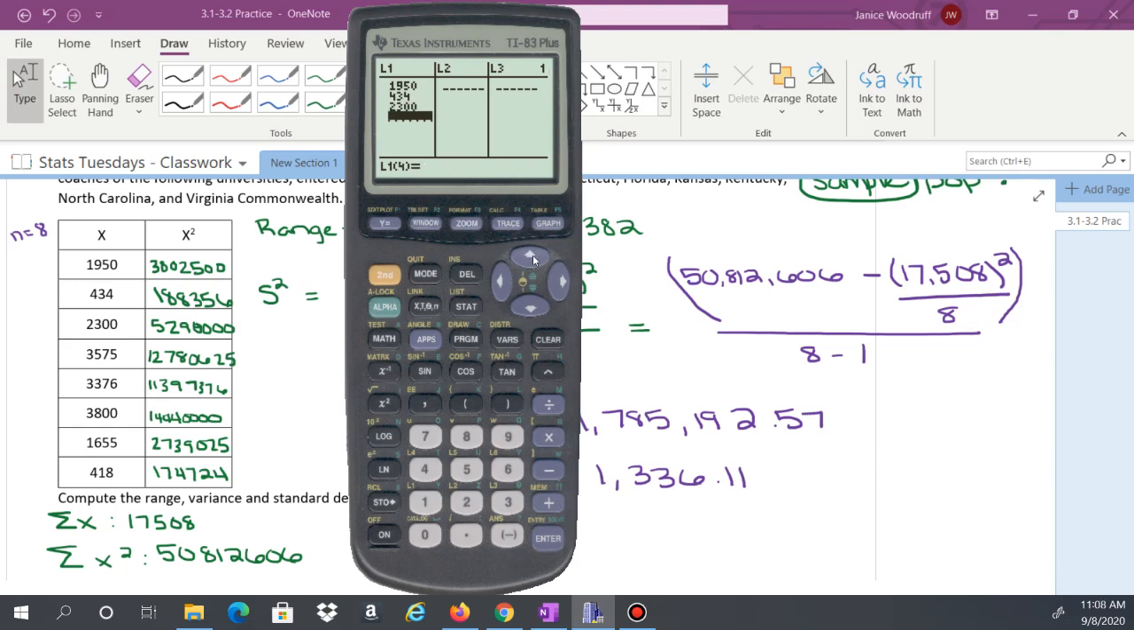So if you already have something in there, scroll up to where L1 is highlighted, hit clear, and then enter. And it'll clear the list for you. Don't hit delete, because it'll delete L1 entirely. Then you have to reset your calculator. Okay, but hit clear.